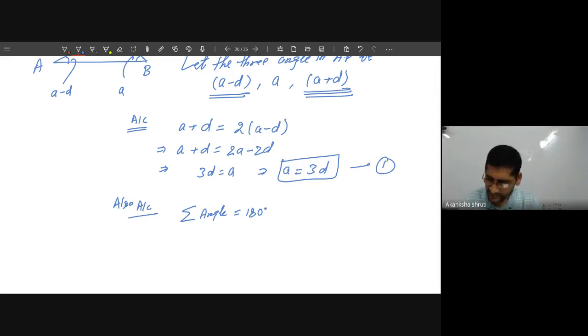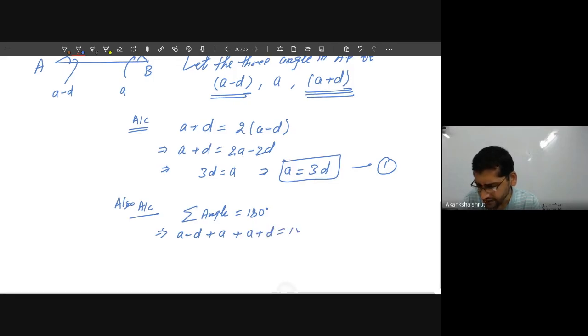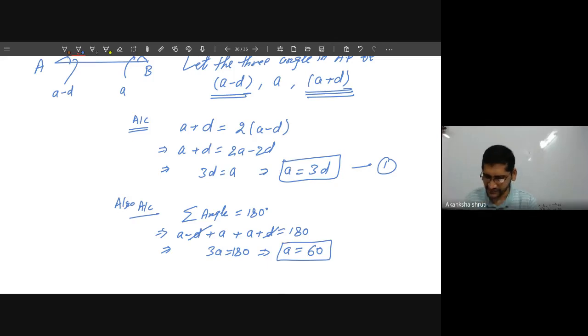So here only a triangle is given. So the sum of all the angles we have to apply. What is this? One angle is A minus D plus the other angle is A, the other angle is A plus D is 180. Student, this D will be getting cancelled. So 3A is equal to 180. This implies A is equal to how much? 60. This is our second relation.